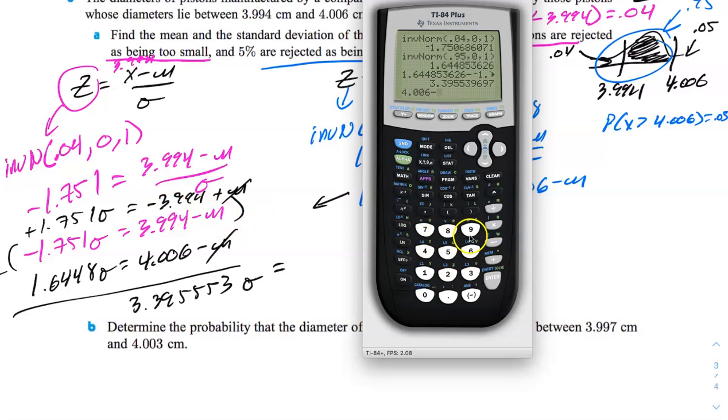then I get 4.006 minus 3.994, which is 0.012. Then all I have to do is divide that by this guy, and I get my answer. So sigma equals 0.00353. Something like that, 3 sig figs.